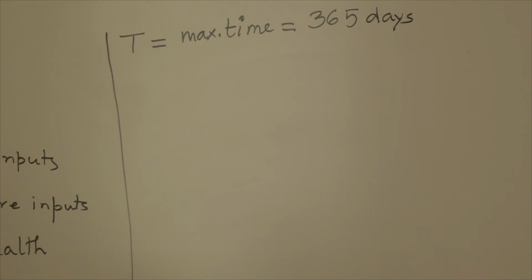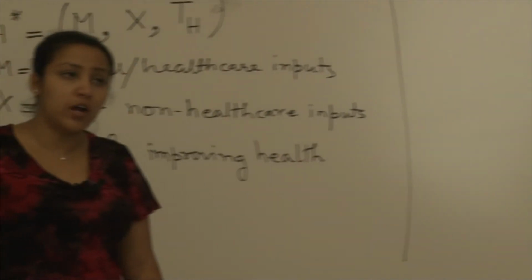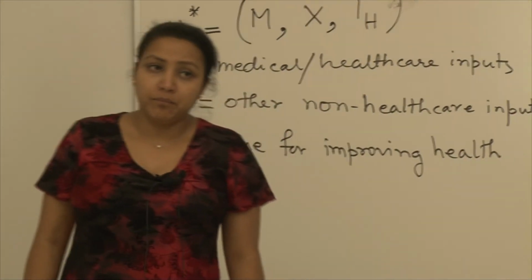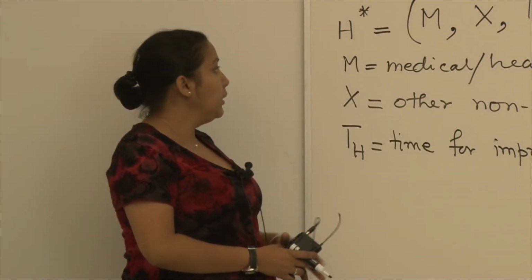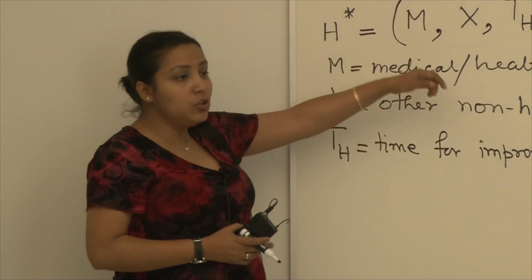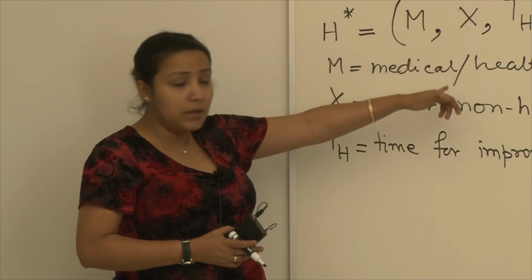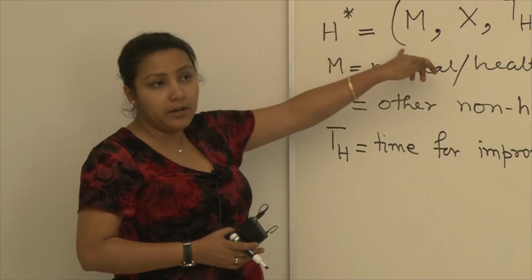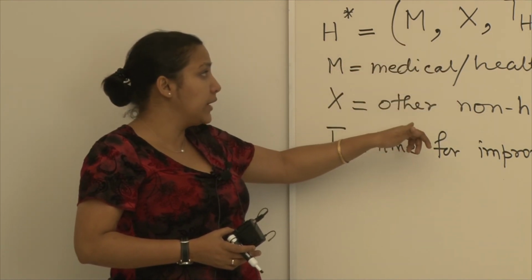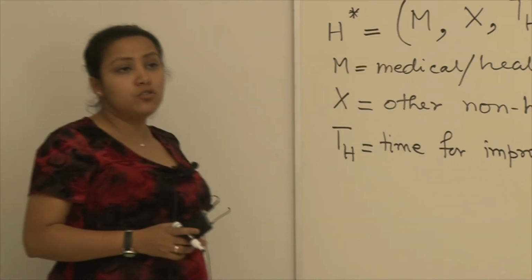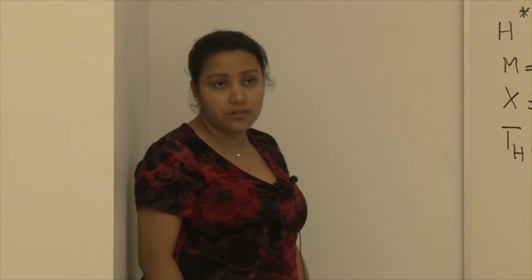So instead of saying 365 days, I could have said 1 year, or I could have put 12 months there. The unit does not matter. But the idea is we are looking at a time horizon which is 1 year. So how much you can improve your health by the use of health improving time and the use of medical care inputs and the use of non-medical care inputs is constrained within that time horizon.